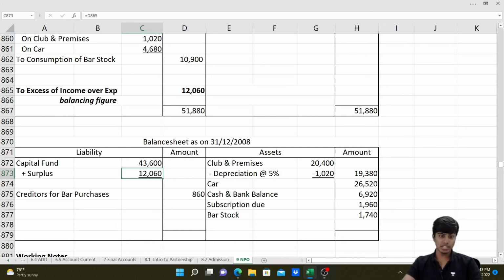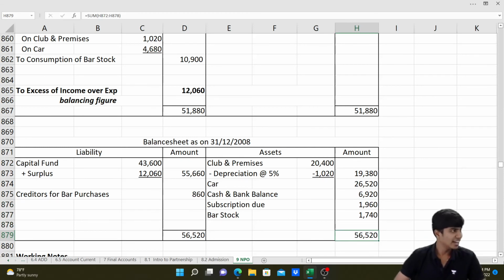If I take the total of which, I'll arrive at 55,660 rupees as my total capital fund. Add 55,660 plus 860, you would get 56,520 as the total on the liability side. Let's take the total on the asset side. 19,380 plus 26,520 plus 6,920 plus 1,960 plus 1,740 is also 56,520, and there you go, your balance sheet tallies. I hope you all understood this problem.